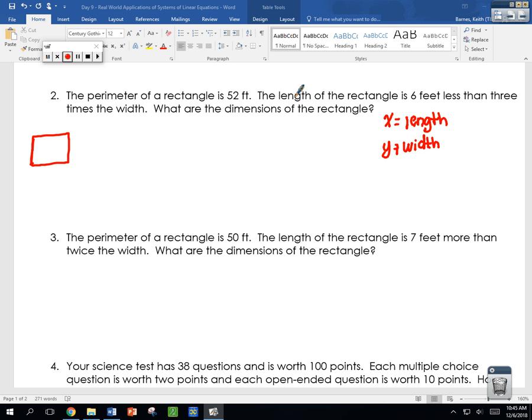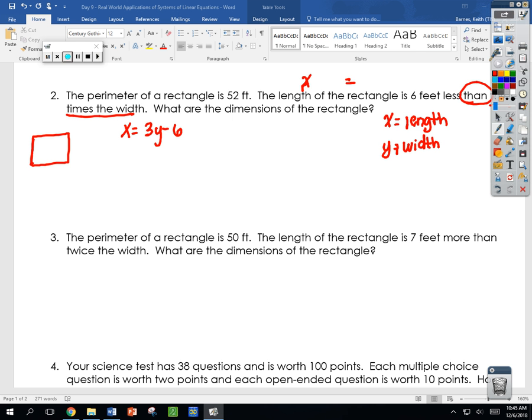Well, it tells me something about it. It says the length is. So length is x. Is means equals. So I have x equals 6 feet less than. Remember, than's a turnaround word. 3 times the width. So 3 times the width I would start with, which is 3y. 6 feet less would be minus 6. So 3y minus 6. 3 times the width, take away 6.